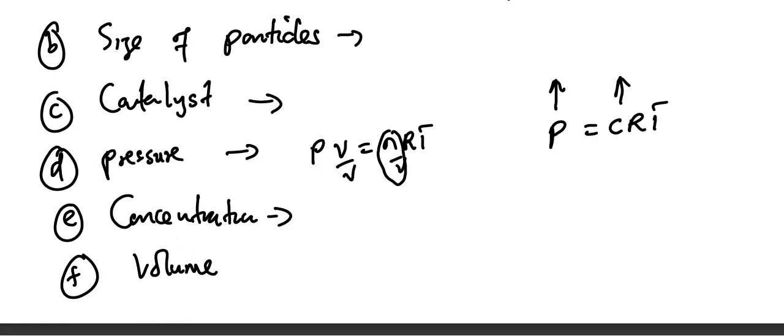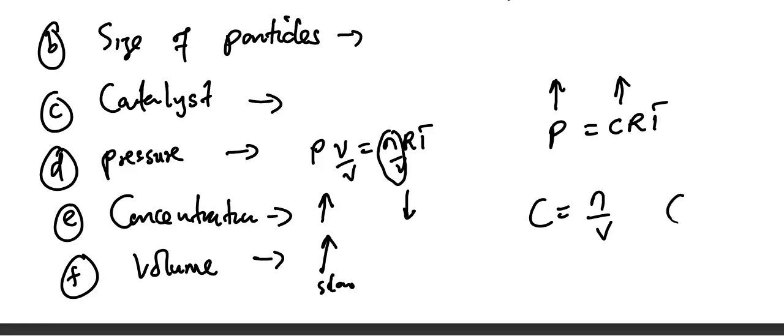When you increase the volume, you slow the reaction down, because an increase in volume means a decrease in the concentration. When you increase the concentration, the reaction becomes faster, right? When you decrease the concentration, the reaction becomes slower. Remember, concentration is equal to number of moles over what? Volume. So concentration is inversely proportional to volume. An increase in the volume will entail a decrease in what? In concentration. So you're slowing down the chemical reaction.